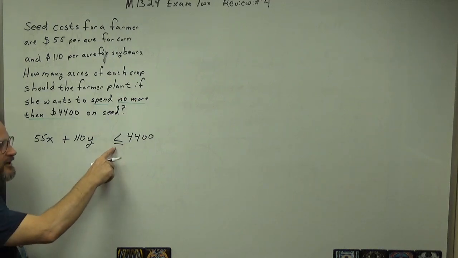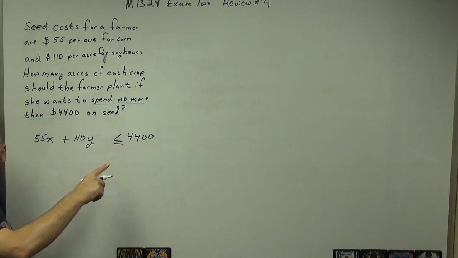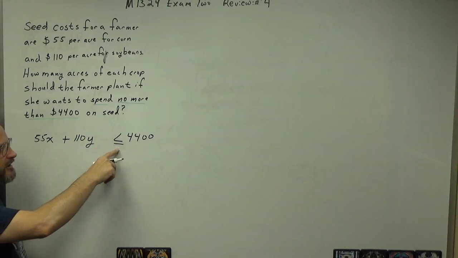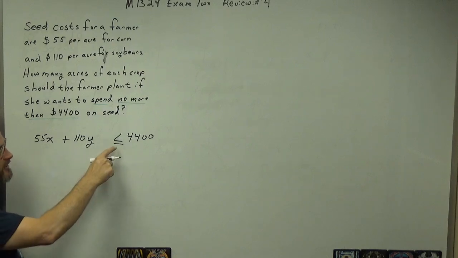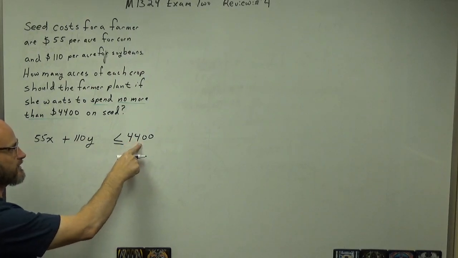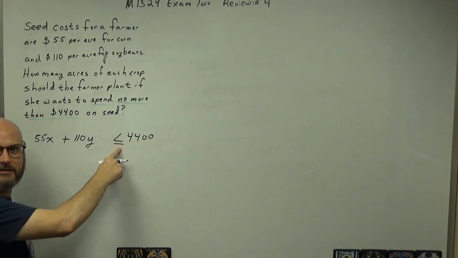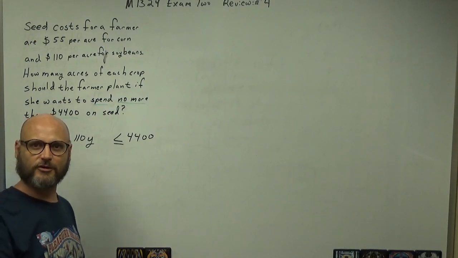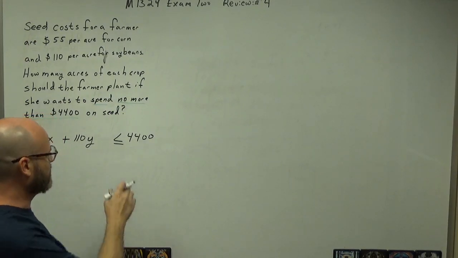And basically what I see people mess up, because all the answers are pretty much the same, and I did forget the constraints, the x and y constraints, but I'll address those in a minute, is the sign of the inequality here. If you're going to spend no more than a certain amount, then it's got to be less than or equal to. Otherwise, if it said wants to spend less than 40, then it would be strictly less than.